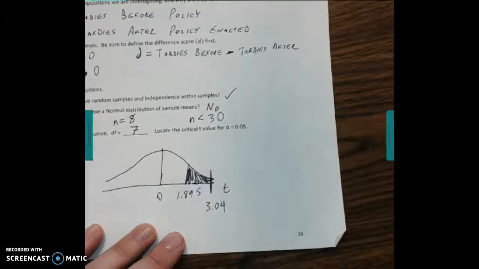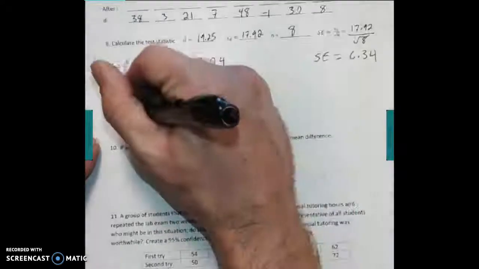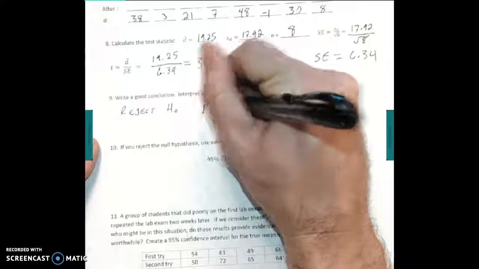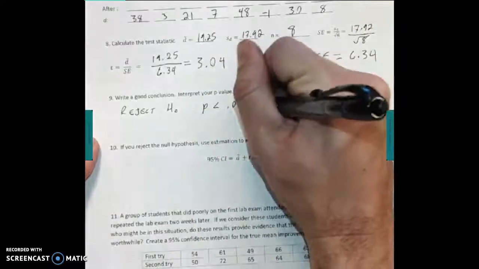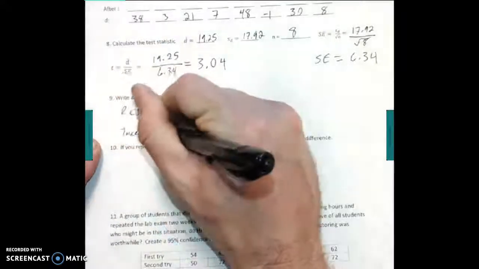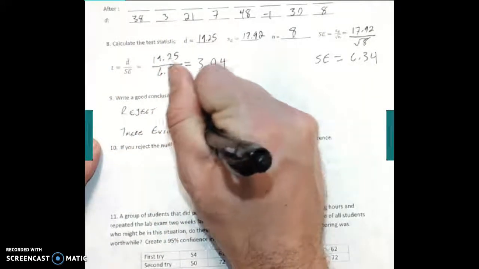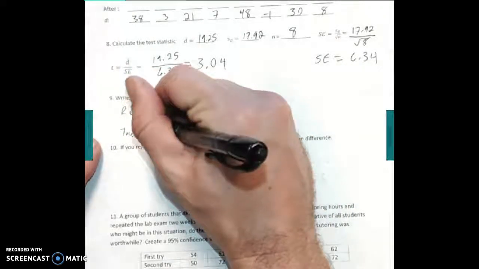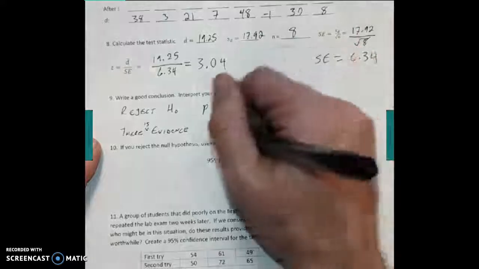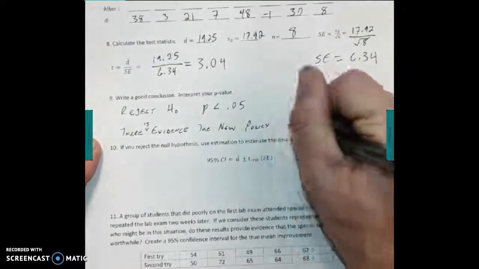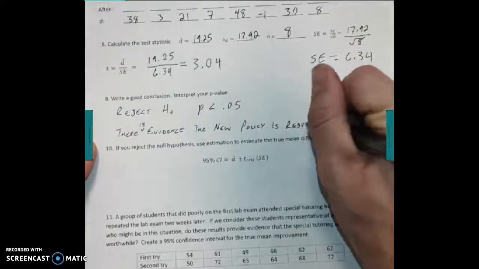That t statistic is big enough that I would reject the null hypothesis, which means that my p-value is less than 0.05, and we would say that there is evidence that the new policy is working. The new policy is reducing tardies.